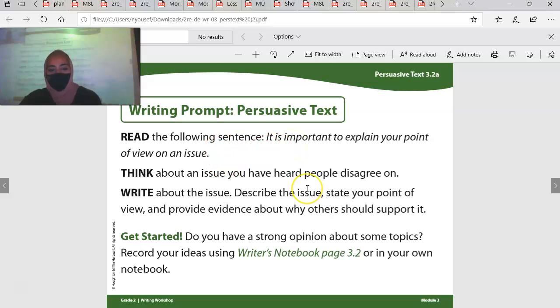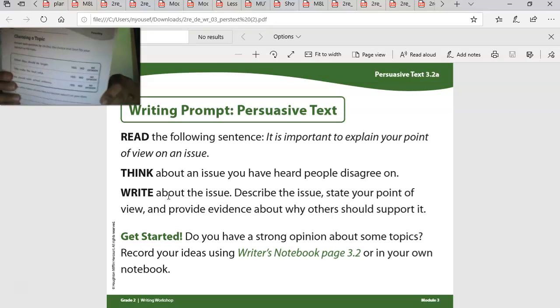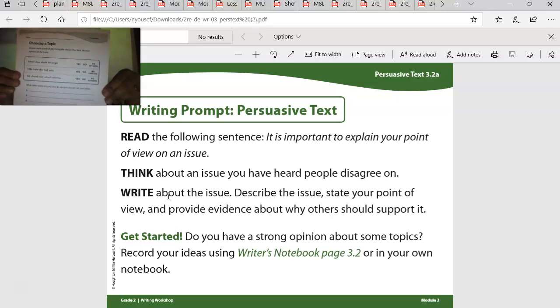Think about an issue you have heard people disagree on. Okay? Write about the issue. This is what our writing prompt is. Write about the issue, describe the issue, state your point of view, and provide evidence about why others should support it. Get started. Do you have a strong opinion about some topics? Let's see. We're going to record those strong opinions on our paper 3.2. So we're working on this paper that says Choosing a Topic 3.2. Go ahead and take that out if you don't have it out already.